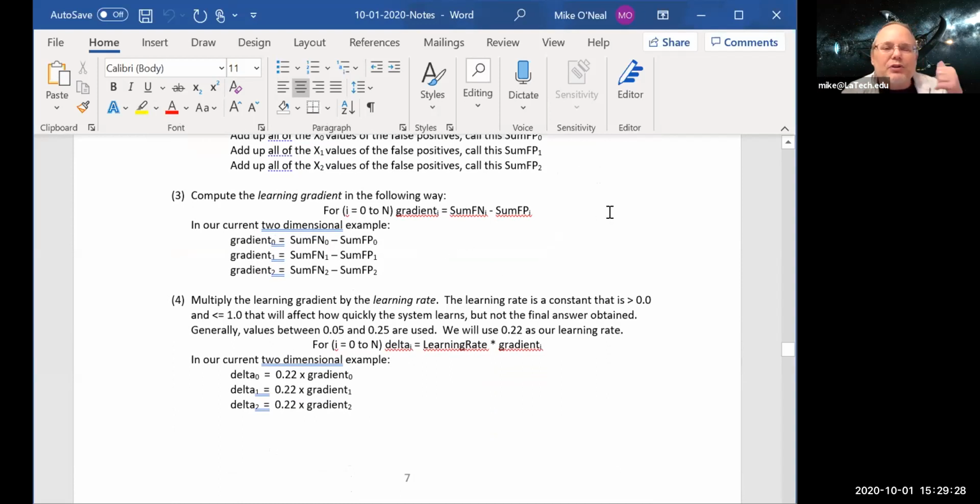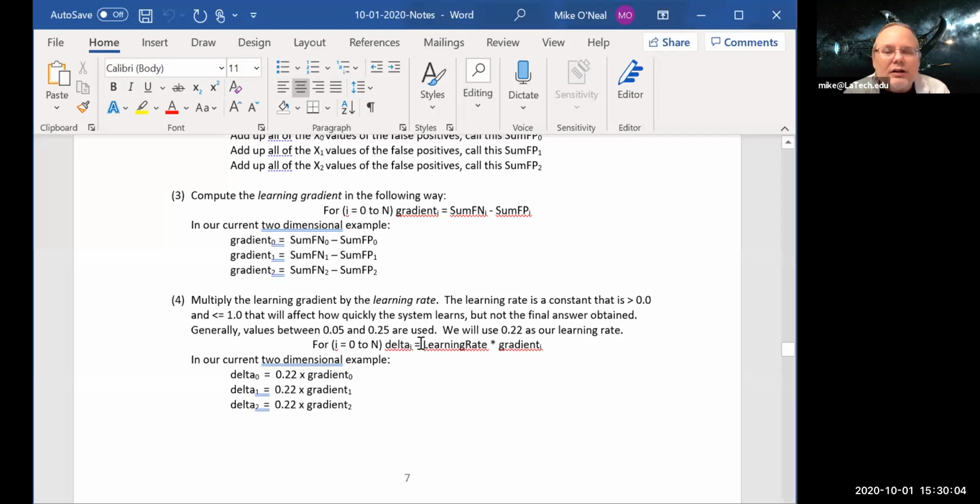But anyway, so compute the sum of the false negatives, compute the sum of the false positives, compute the gradient by subtracting the sum of the false positives from the sum of the false negatives. Here's how you do it. That gives you a gradient vector. Multiply that gradient vector times a learning rate. And we're going to use 0.22. So a little over a fifth, right? 0.22. And I say generally values between 0.05 and 0.25 are used, but you can use anything you want.